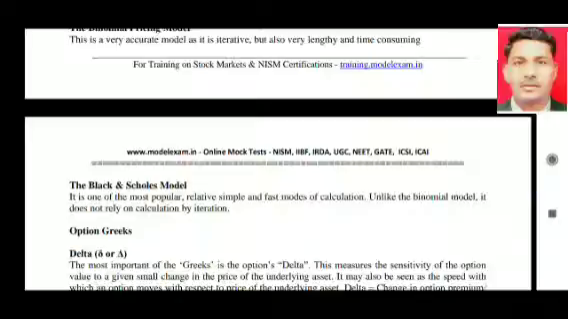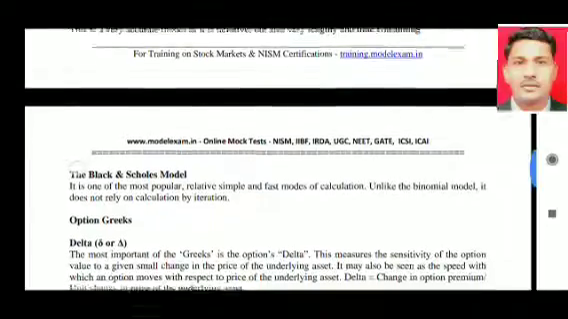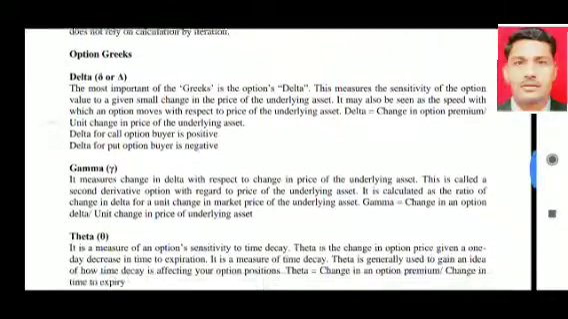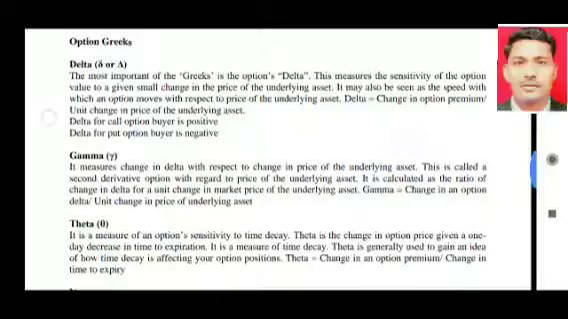It is one of the most popular, relatively simple and fast models of calculation. Unlike the binomial model, it does not rely on calculation by iteration. Option Greeks. This is the important part of the option.